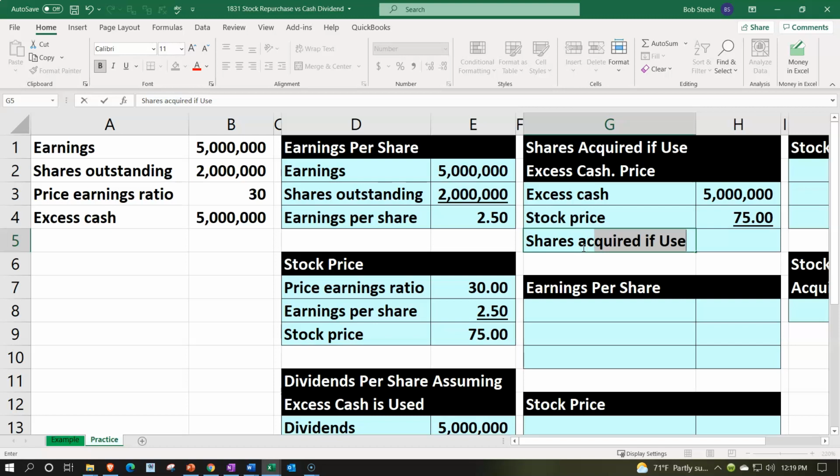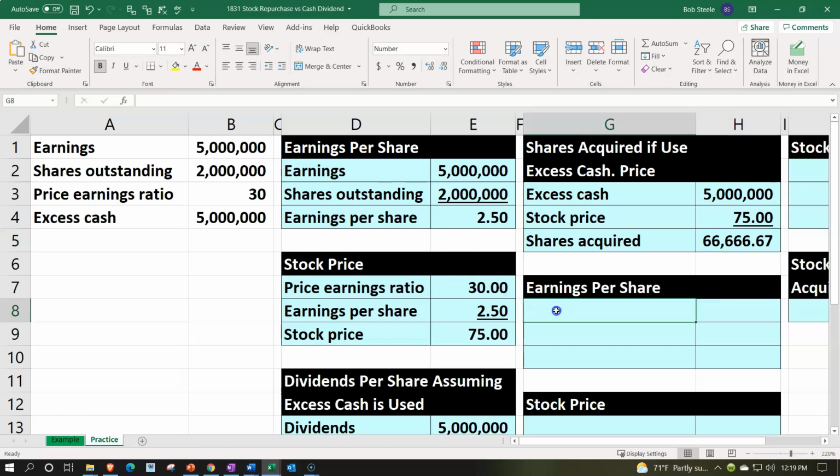Shares acquired, and that is going to then be equal to the 5 million divided by the 75. Let's add a couple decimals, number group, couple decimals, and so there we have that. So that's going to be the shares that we could acquire if we were to use the cash for the purchase of our own shares.